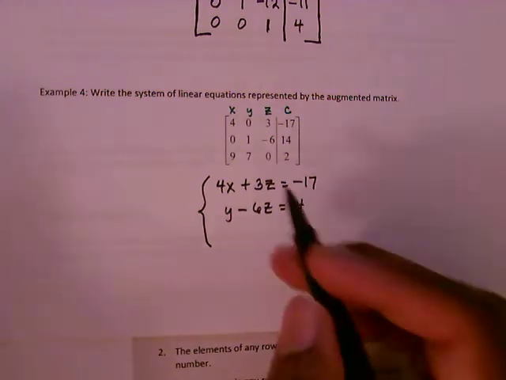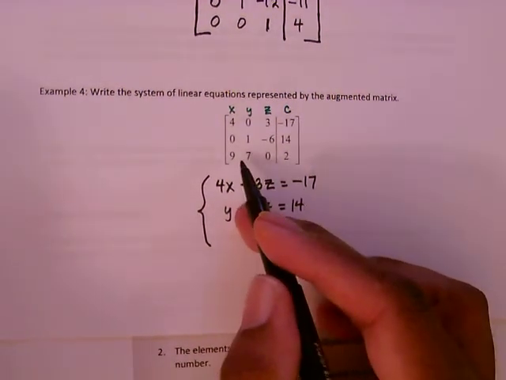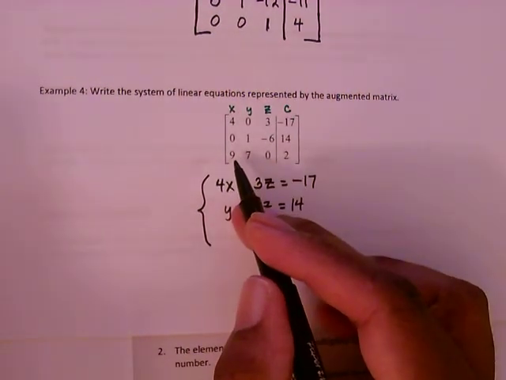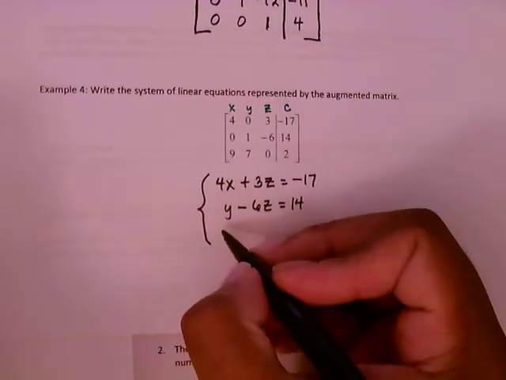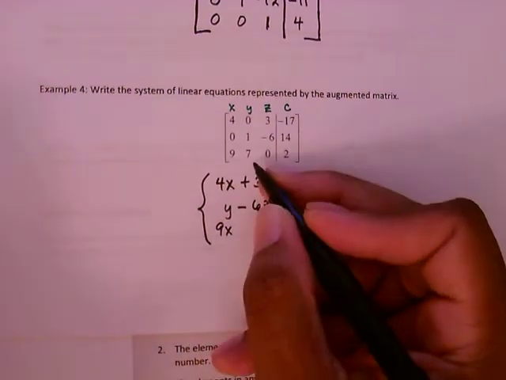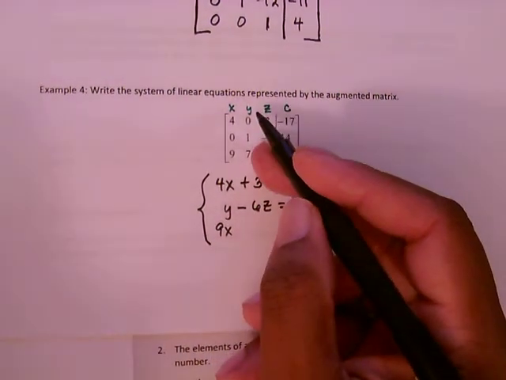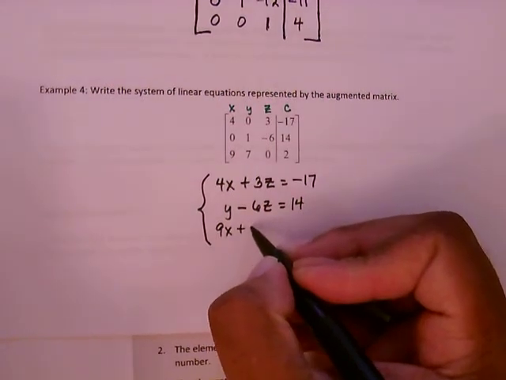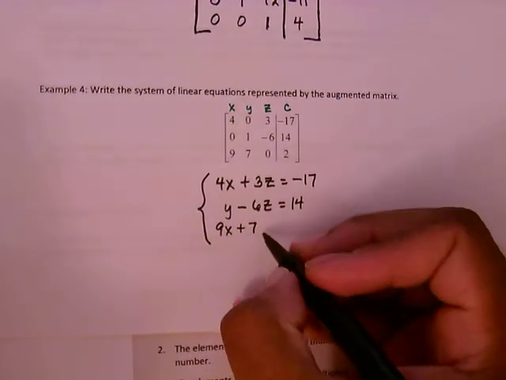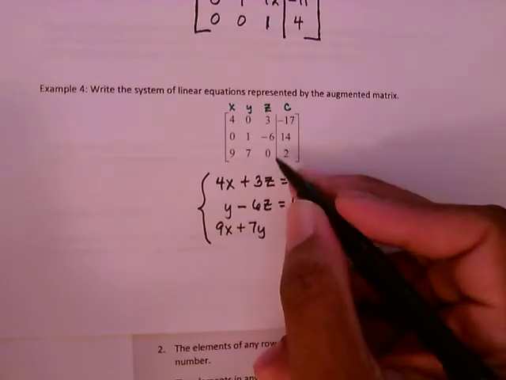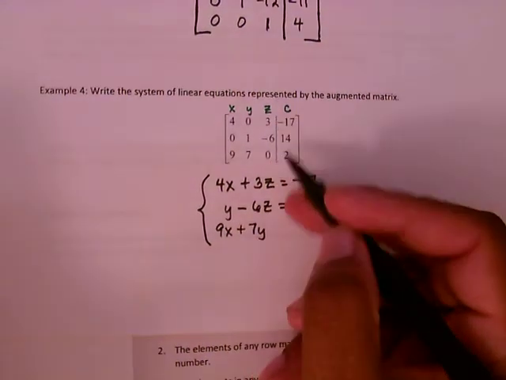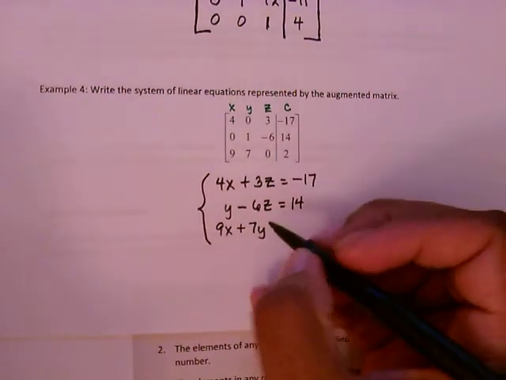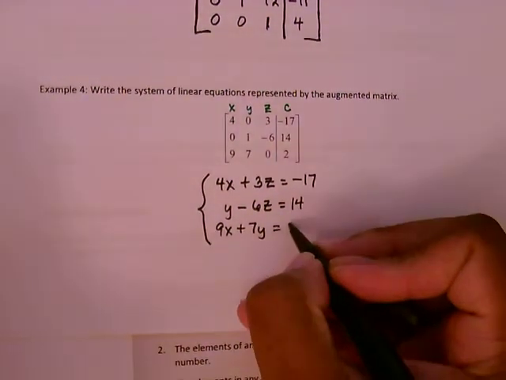And then for the last row, 9, 7, 0, and 2, that 9 is the coefficient of x, so this will be 9x. This 7 is the coefficient of y, so this will be plus 7y. That 0 is the coefficient of z, so that would be 0z, but we're not going to write that. That will be equal to 2.